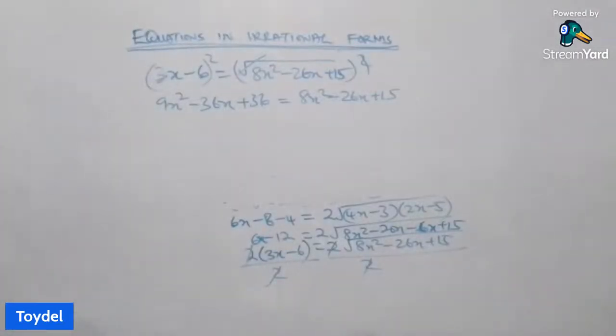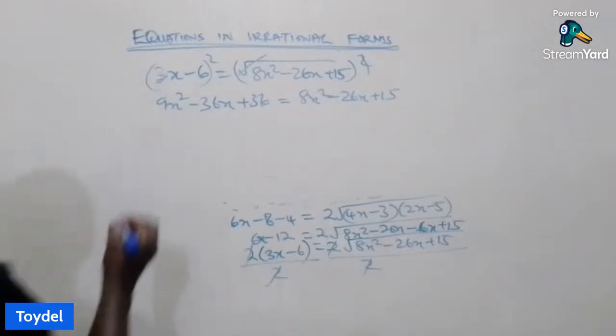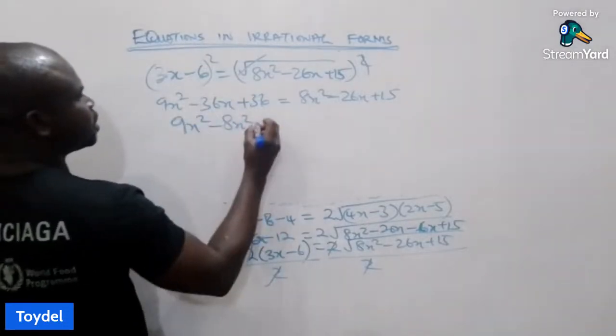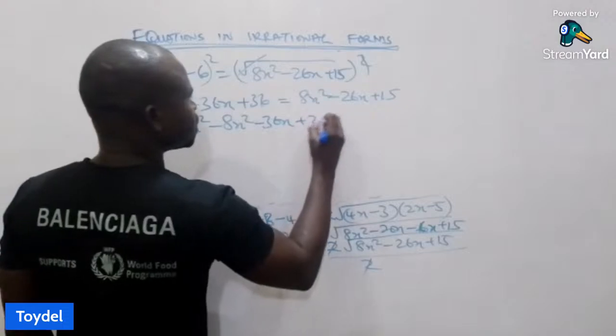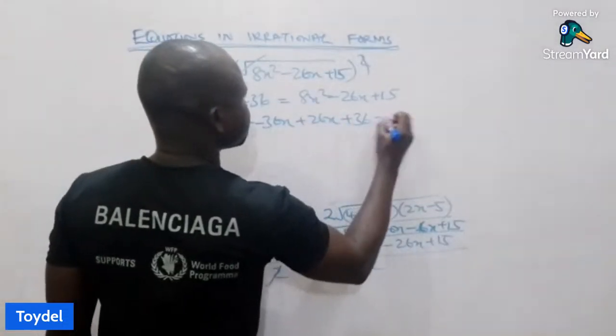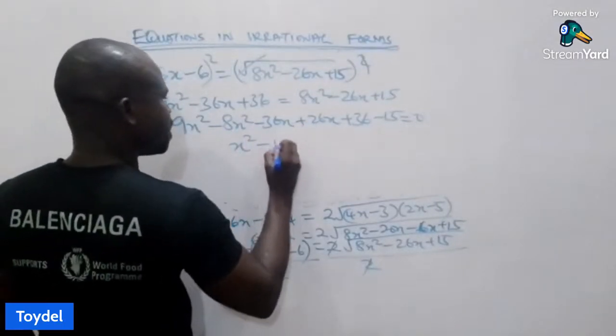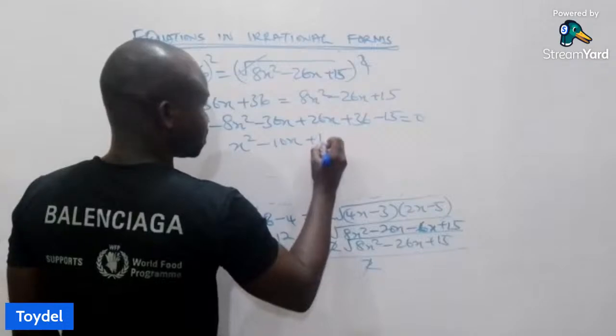So if I take the square of both sides, that's what I'm going to get. Then I bring in what I have together. Let's collect like terms, bring everything together. I'm going to have 9x squared minus 8x squared. Then minus 36x plus 26x. Then plus 36 minus 15 equals 0. Then I'm going to have x squared minus 10x plus 16 equal to 0.